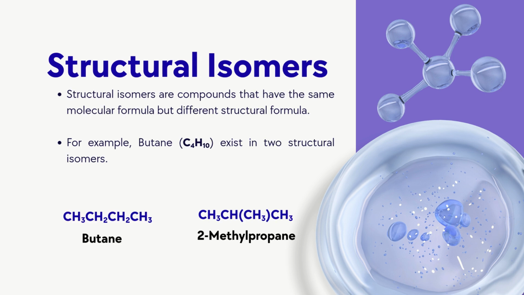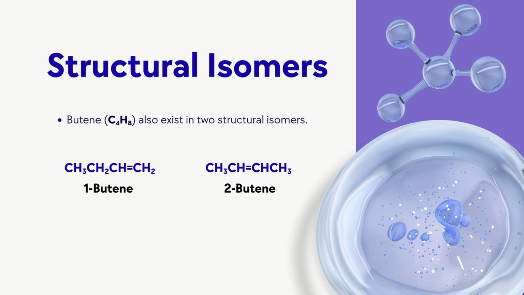Now let's discuss what structural isomers are. Structural isomers are compounds that share the same molecular formula but differ in their structural formulas. For instance, butane, C4H10, has 2 distinct structural isomers. One is butane and another is 2-methylpropane. Let's take another example, butene, which can also exist in 2 structural isomers: 1-butene and 2-butene.